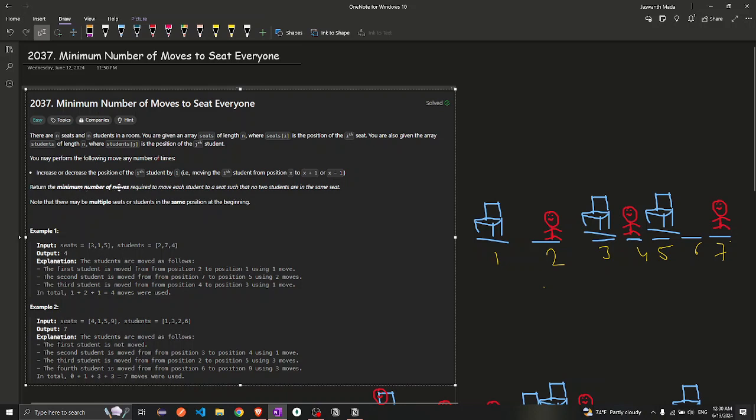Return the minimum number of moves required to move each student to a seat such that no two students are in the same seat. Note that there may be multiple seats or students in the same position at the beginning.